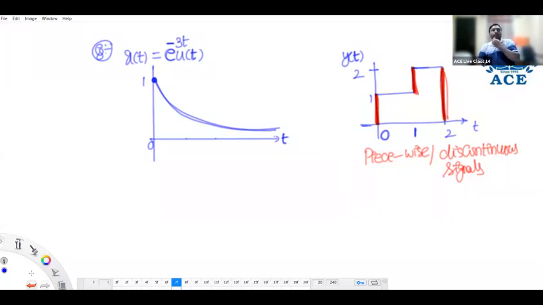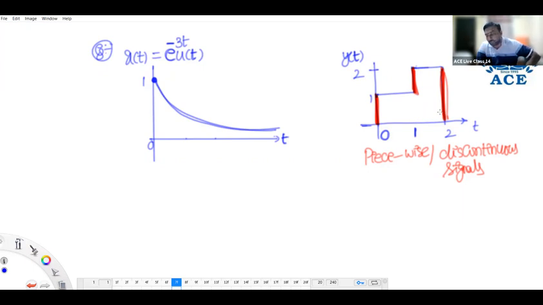At the point of jump location, amplitude is not defined. Wherever there exists a positive jump or negative jump, at that instant amplitude is not defined. So what are the instants here? At 0 we have a rise in the amplitude from 0 to 1. At 1 also we have a rise in amplitude from 1 to 2. At 2 there is a drop in the amplitude from 2 to 0.